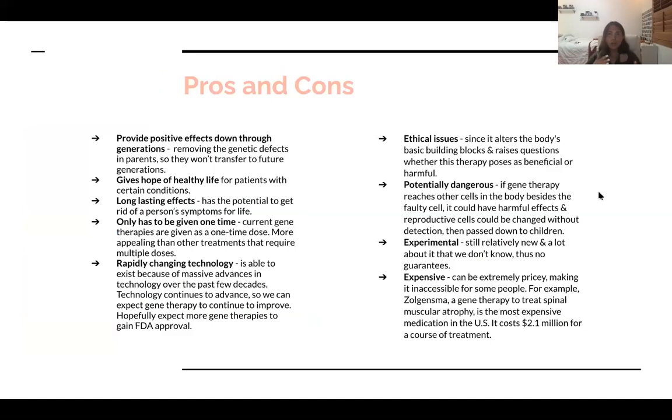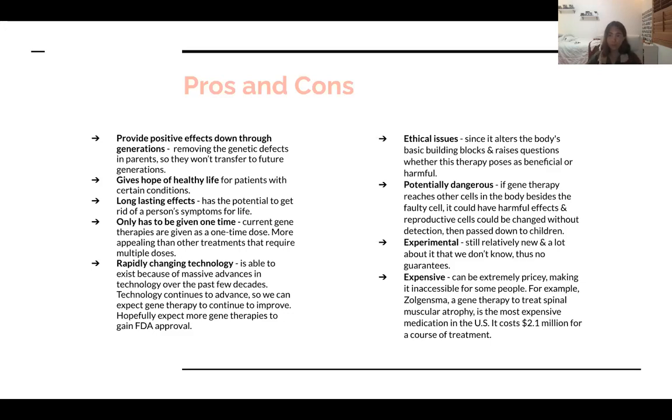Now, there are a lot of pros and cons to human gene therapy. So, one of the pros is that it provides positive effects for future generations. As mentioned for germline, you can reduce the effect of having a disorder being passed down to your future children. And it also gives hope for a lot of healthy lives for future patients. And because of this human gene therapy, once it's inserted, it can just change your life rapidly, just like that. And it also has long lasting effects because it has the potential to get rid of this person's symptoms for life. And it only has to be given one time.